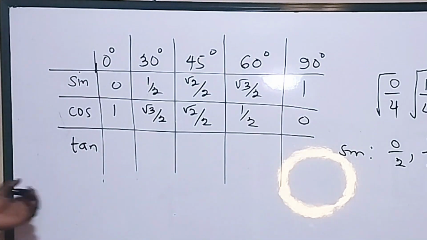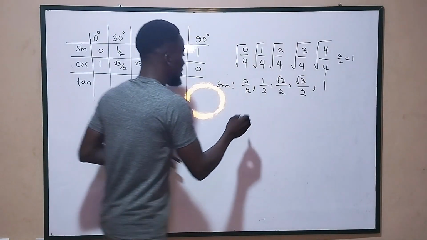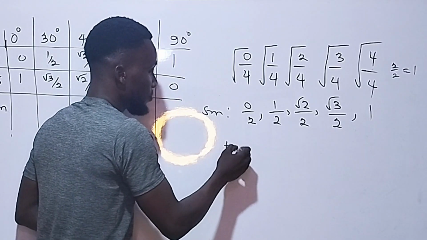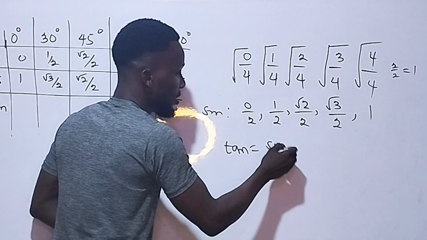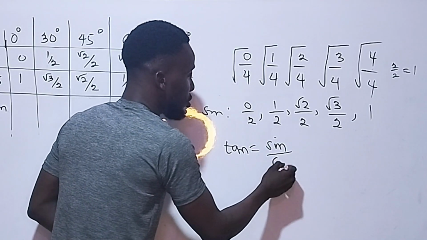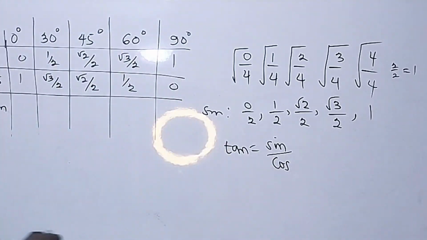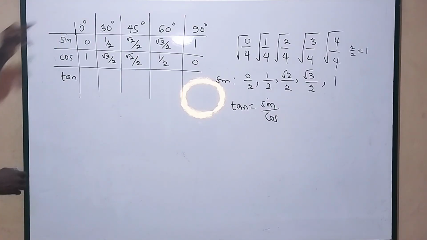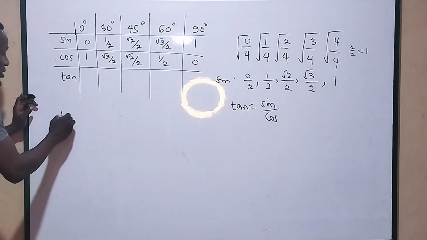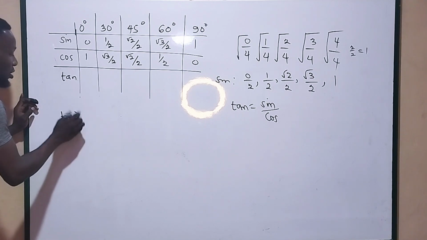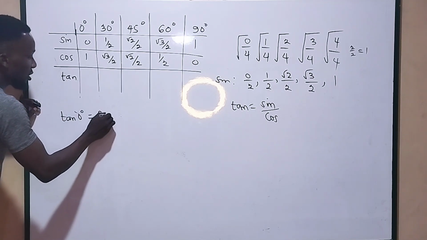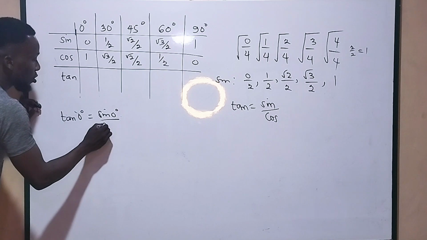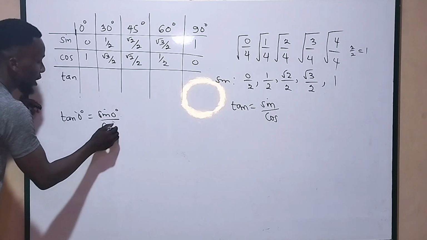0. Now, how do I get my tan? It is very simple. To get tan, tan is sine divided by cos. So what that means is, if I'm looking for tan 0 degree, look at it, if I'm looking for tan 0 degree, it will be sine 0 degree over cos 0 degree. Pardon me.